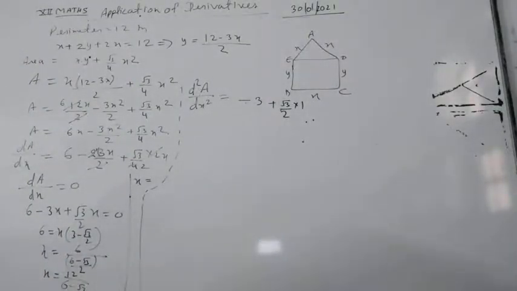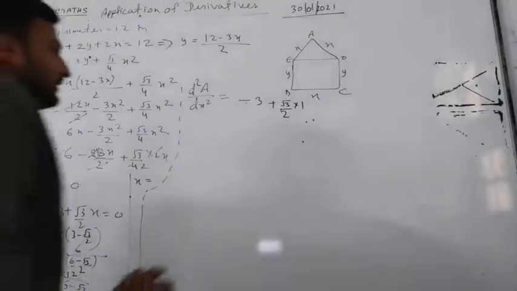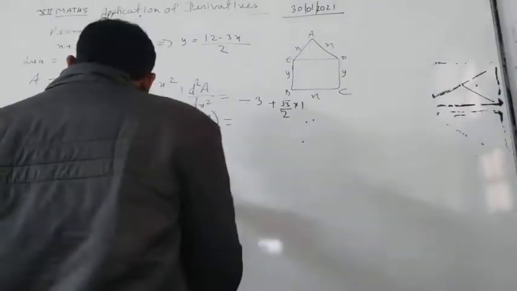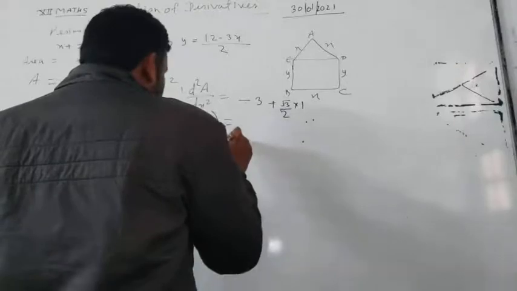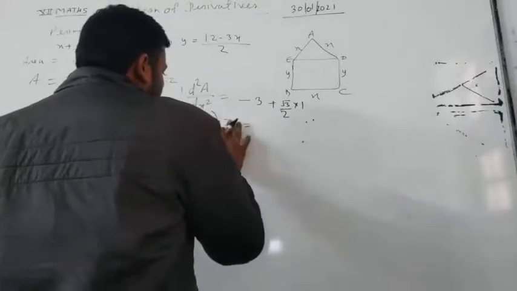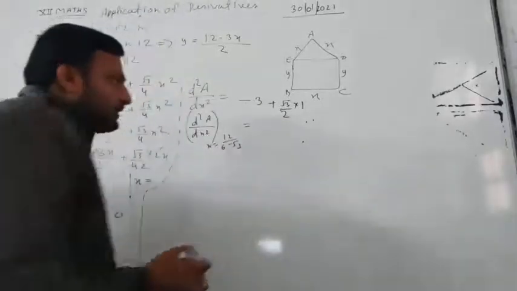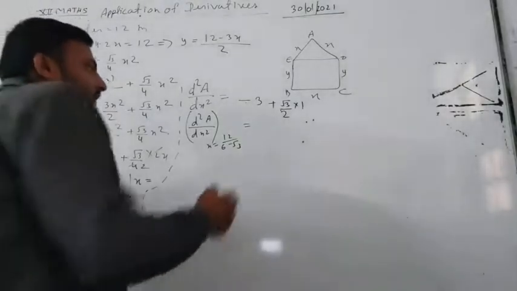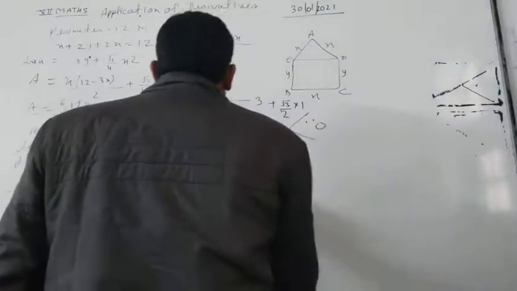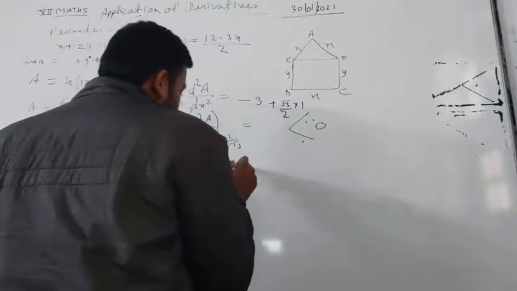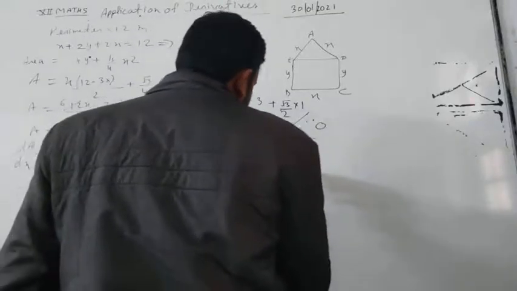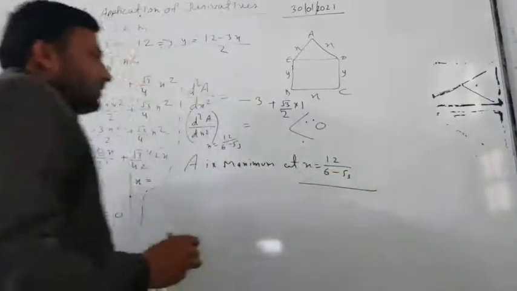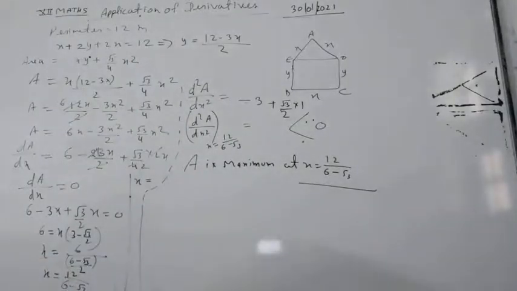Now students, this is d²A/dx² at x = 12/(6 - √3) students. So this quantity is less than 0. So we can say that our area is maximum at x = 12/(6 - √3). Okay students, so x is this.